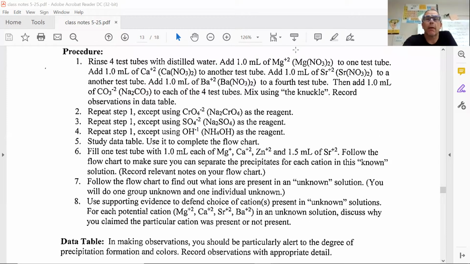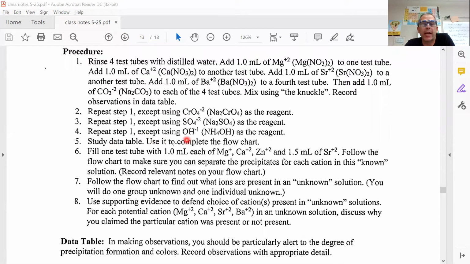Qualitative Analysis Lab 2, and we are looking at page 4, the flow chart, and doing a known. I'm just slipping back to page 3 with the instructions. We did a data table in the last video. Now we're going to study the data table, use it to complete the flow chart, and then we're going to put magnesium, calcium, strontium, and barium in one test tube.